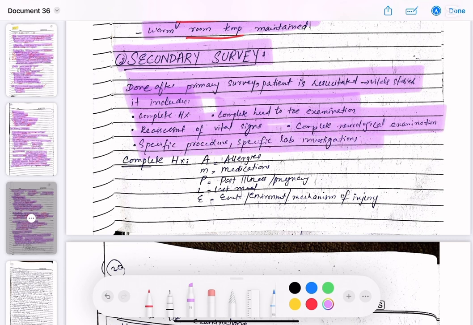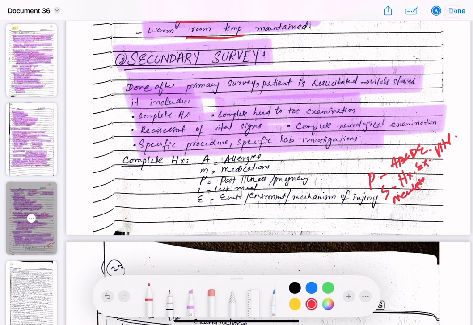First of all, the primary survey is done, in which A, B, C, D, E is maintained. Then the secondary survey is done. In the secondary survey, first the history is taken, then the head to toe examination is done, the assessment of the vital signs is done, a complete neurological examination is done, and lab investigations are done.